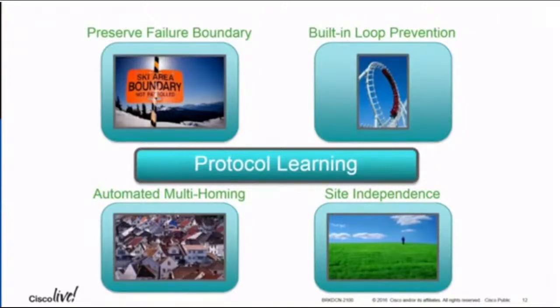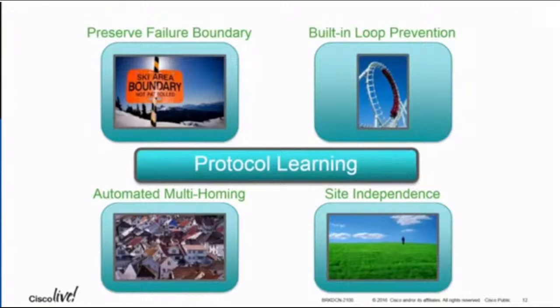The built-in loop prevention mechanism: OTV will ensure that it restricts the BPDUs at the edge device itself. And this particular feature is built in. You don't need any kind of configuration to activate it or to make it work. You don't need to trigger it. It is all automated in OTV. When I talk about automated multi-homing, same thing. It will ensure that this particular multi-homing can be achieved without a single line of config.